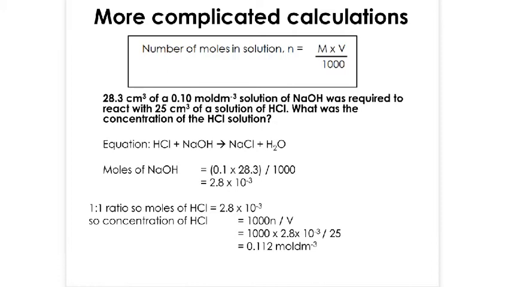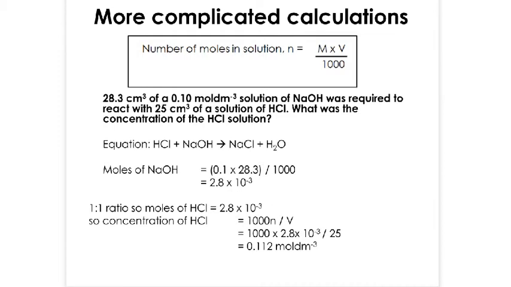It's important to do this properly in your calculator. Quite often students will make a mistake in their calculator at this point because they will, for example, put 0.1 times by 28.3 divide by 1000 into your calculator, and that won't work. You have to press equals, because otherwise you're just dividing the 28.3 by 1000, not the whole thing, so you have to be careful with that. So that gives us 2.8 times 10 to the minus 3. So that's how many moles of sodium hydroxide there are.